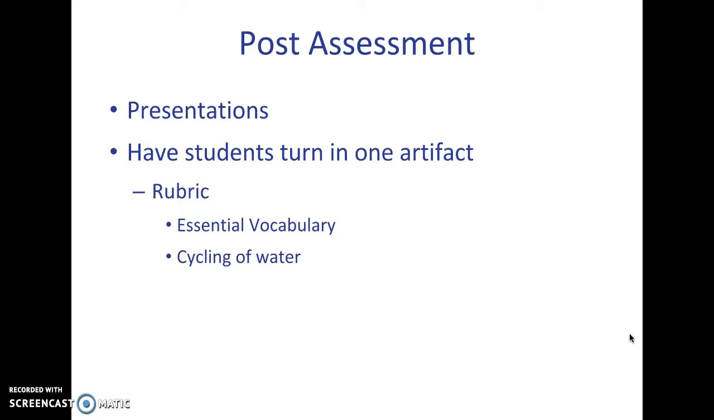I would have a general rubric that would include essential vocabulary and that they've showed me that they understand that water cycles throughout the earth. Then I could only grade 1 artifact and use that as their assessment grade. All right, hopefully this example helps you understand middle school science and how you could use compacting.